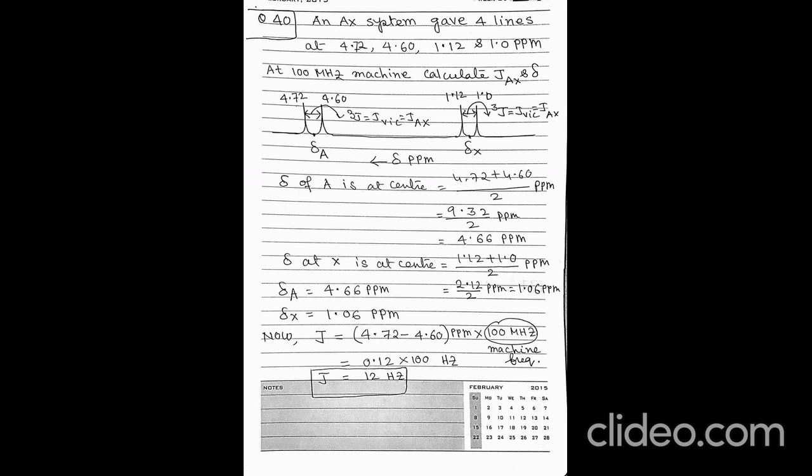So with that we have completed the 3 things asked in this question. The J value is 12 Hertz. What is the delta value? There will be 2 delta values. One is delta A, that is 4.66 ppm, and the delta value for X is 1.06 ppm.